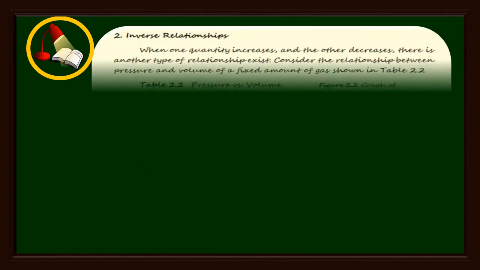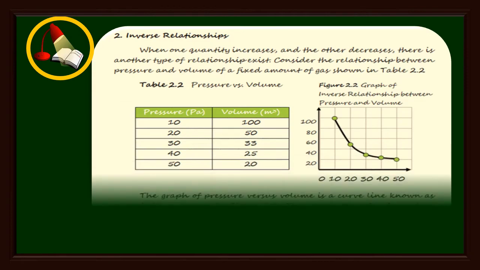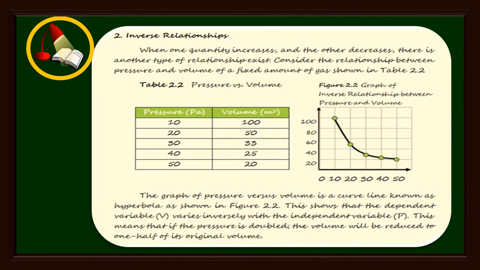Next is inverse relationships. When one quantity increases and the other decreases, there is another type of relationship. Consider the relationship between pressure and volume of a fixed amount of gas, shown in table 2.2. The graph of pressure versus volume is a curved line known as a hyperbola, as shown in figure 2.2.